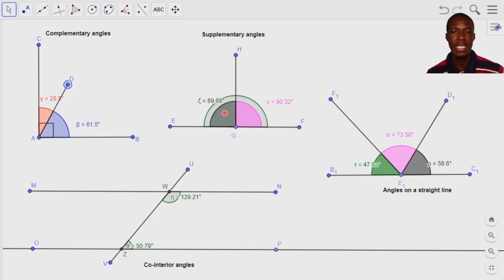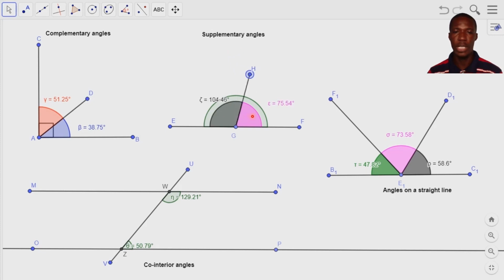Then we also have supplementary angles. When two angles sum up to 180 degrees, they are called supplementary angles. As we can see, one with pink background and one with dark background, we can have different combinations as the point H rotates. So different combinations also sum up to 180 degrees. Any two angles that sum up to 180 degrees are supplementary angles.